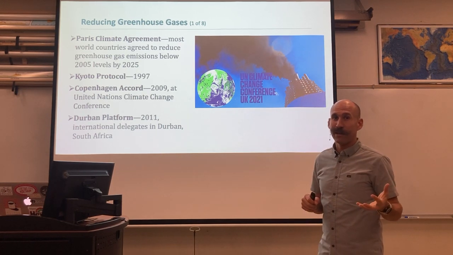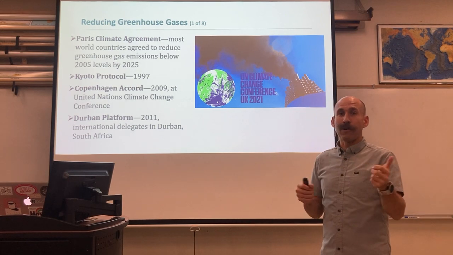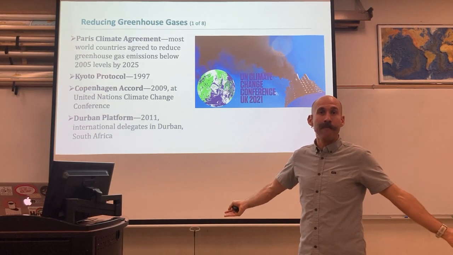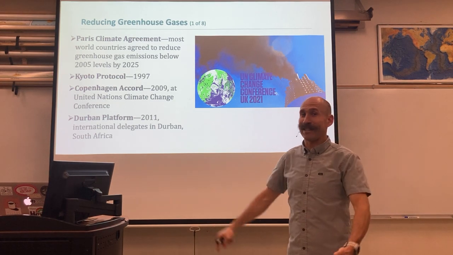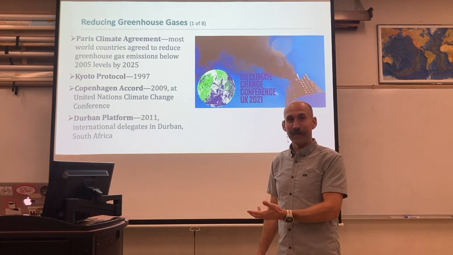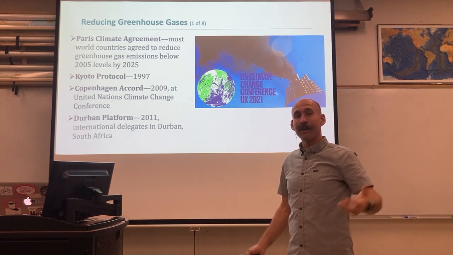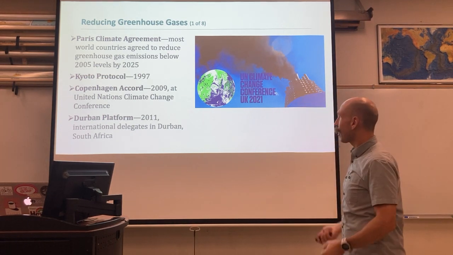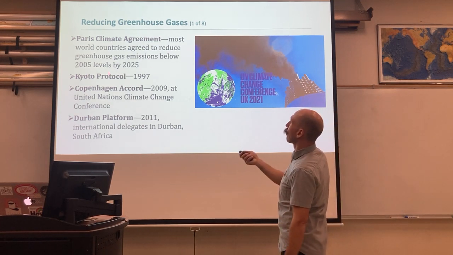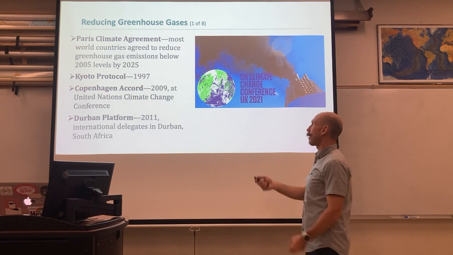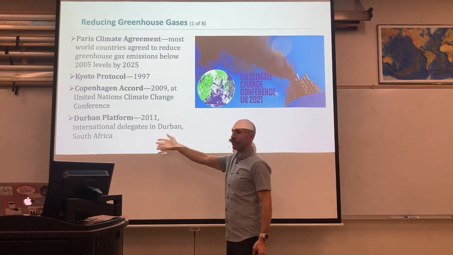This is really big. The number one way to ward off the problem of too many greenhouse gases in the atmosphere is to stop emitting them. It's not rocket science for this one. If greenhouse gases are the problem, let's not emit so many greenhouse gases. Other things that have come together, the Kyoto Protocol in 1997, the Copenhagen Accord in 2009, the Durban Platform. These are all big meetings.